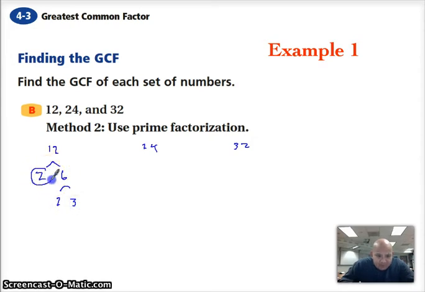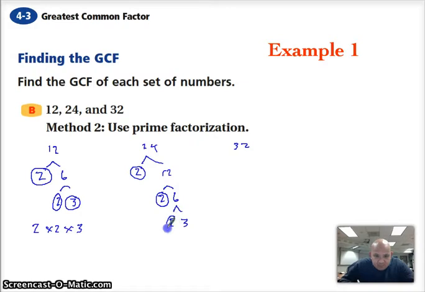In this case, this is a prime number, this is a prime number, and this is a prime number. So we have 2 times 2 times 3. Next, we have 24. Same sort of thing. I'm going to start with a prime number, 2 times 12. And this is going to be 2 times 6, of course. There's a prime number. We can continue to take 6 down to 2 times 3. And look at this, we've got 2 times 2 times 2 times 3.